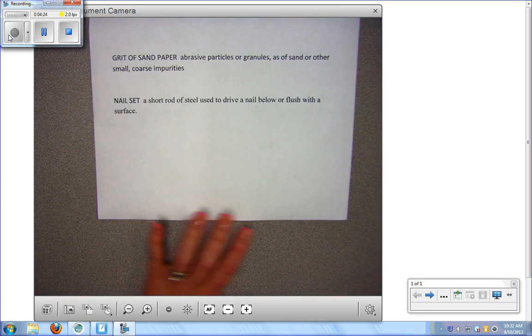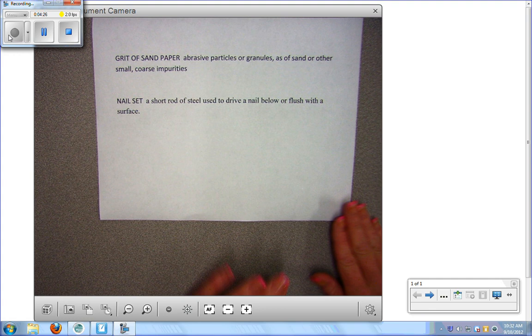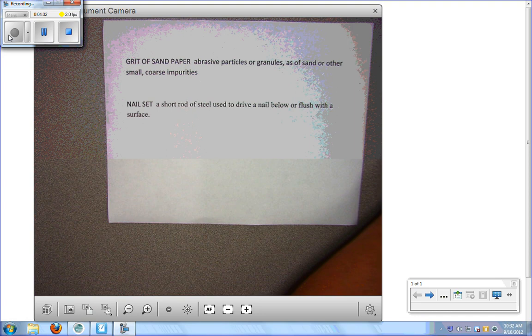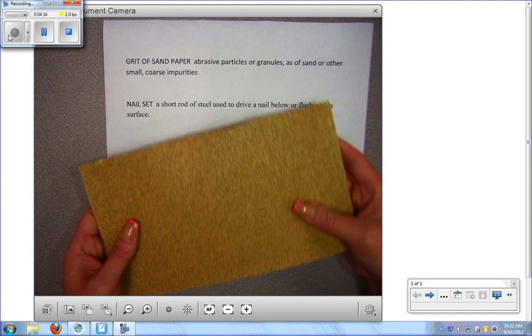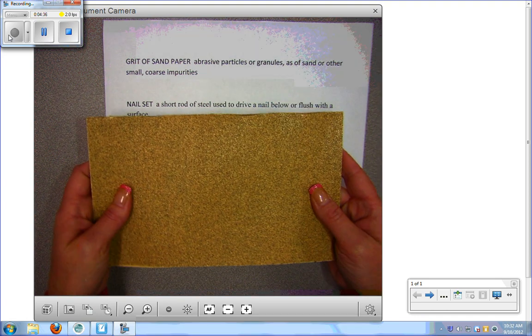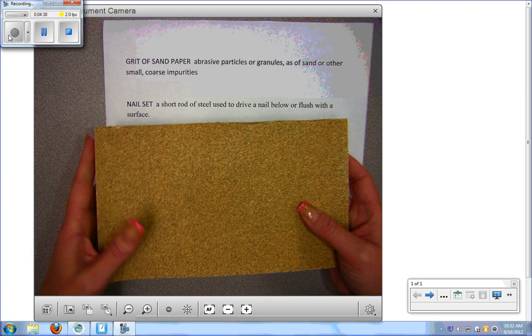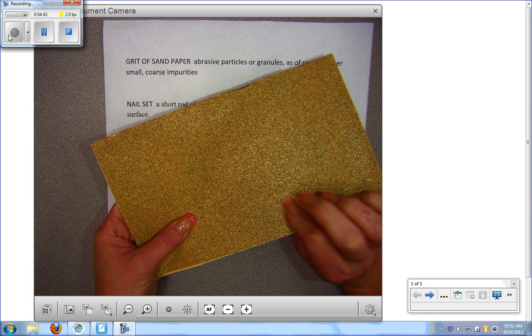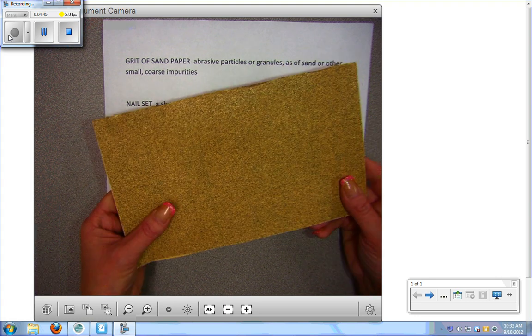Almost done, getting to the end. 2 more to go. The grit of the sandpaper. Well, sandpaper, most of you might know, comes in different shapes and sizes. Okay, the grit of it is the abrasive particles or granules of sand and other small coarse impurities. So basically the way that our sandpaper feels, that's what we're talking about when we say grit.